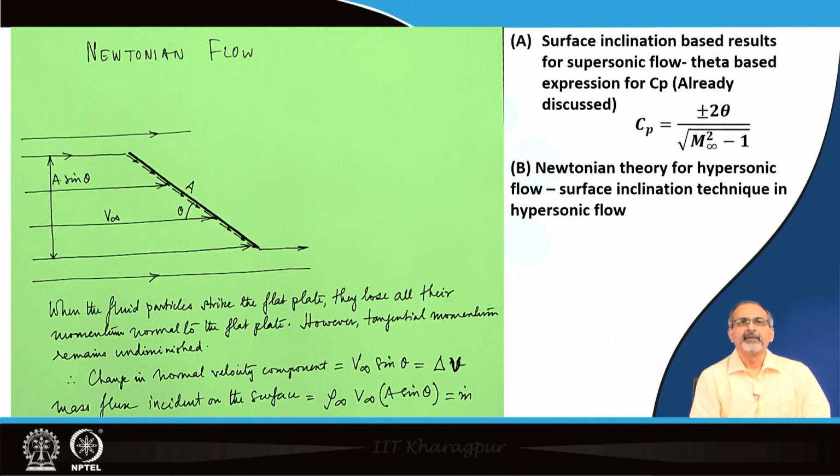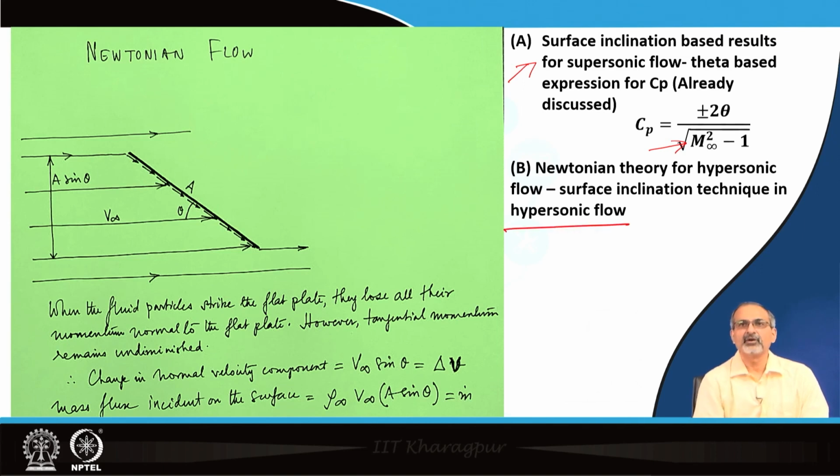We will begin discussion about the Newtonian flow, which is the last thing we will discuss in this week. We have seen the surface inclination based results for supersonic flow, where the theta parameter has an influence on the Cp, theta being the angle of compression or expansion due to the local slope of the surface, and it has a dependence on M infinity. Newtonian theory is also a surface inclination based technique.